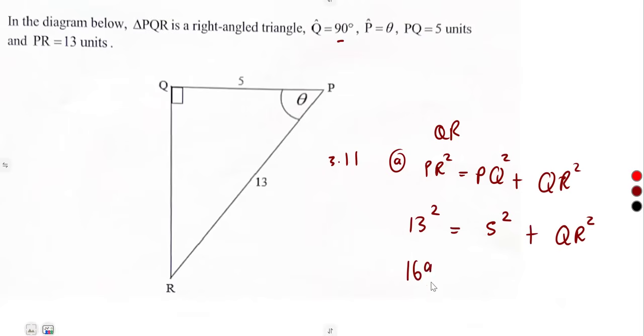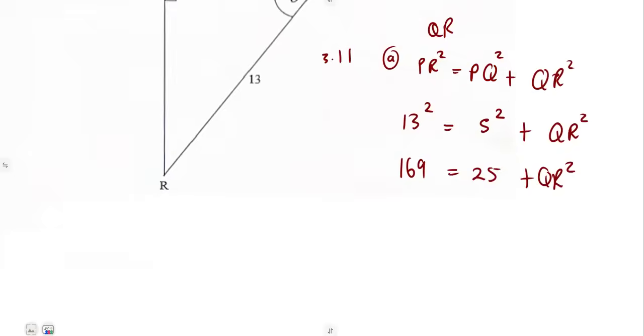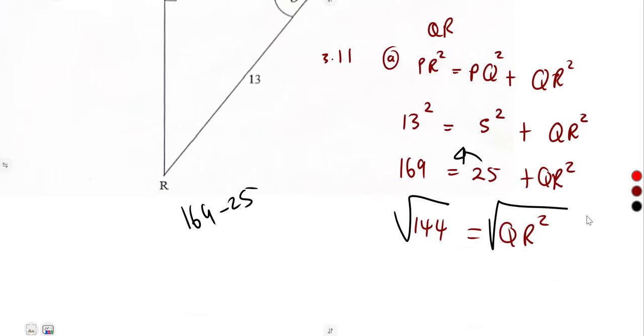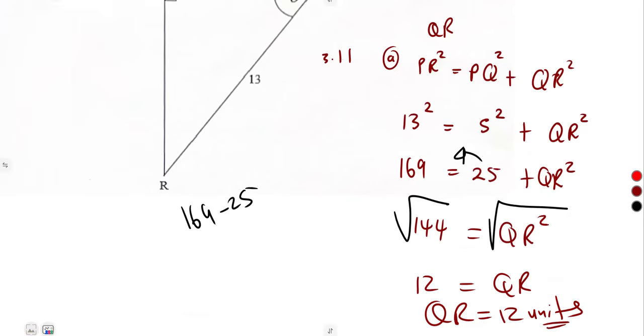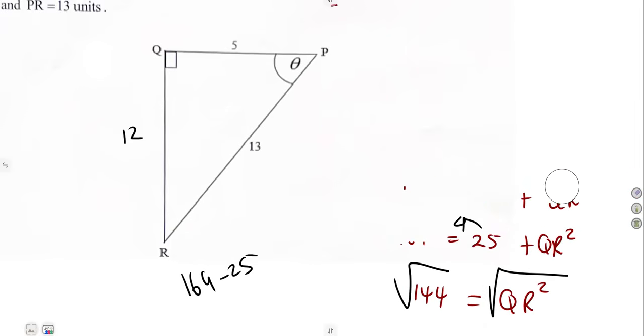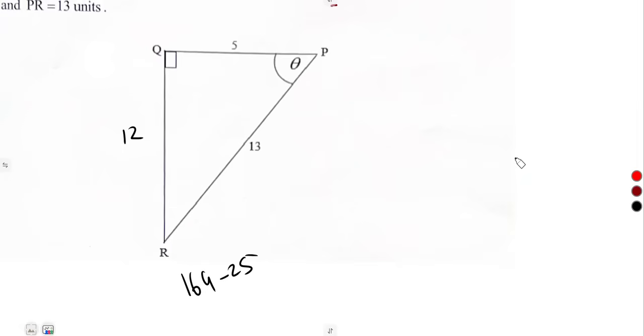So you're going to be left with QR there. 13 squared, that's 169. 5 squared, that's 25, plus QR squared. We're going to take the 25 to the other side. So that's 169 minus 25, which gives us 144 equal to QR squared. To find QR, simply introduce the square root. So that's 12 is equal to QR. This is the length of QR, which is 12 units. So that was part A of 3.1.1.